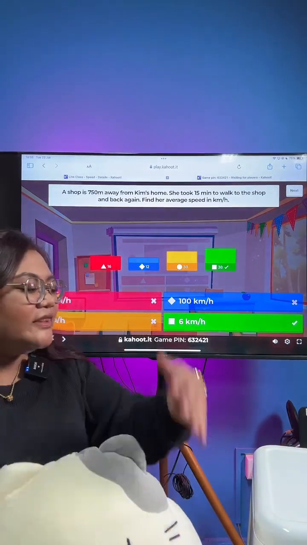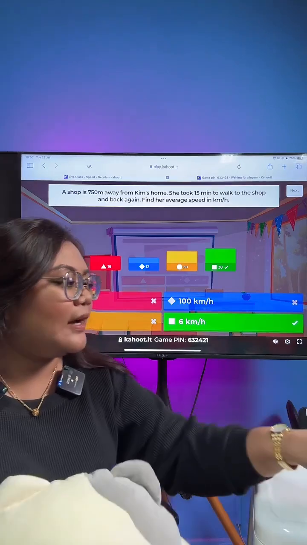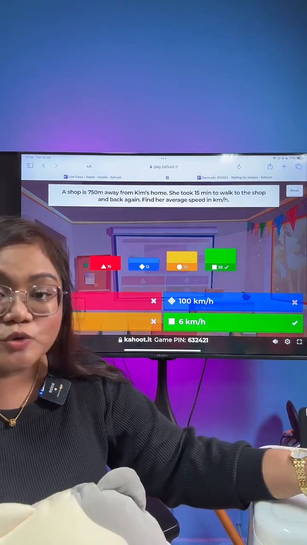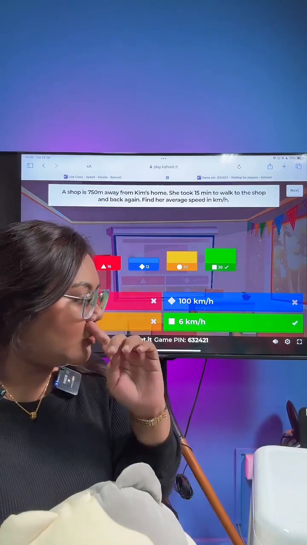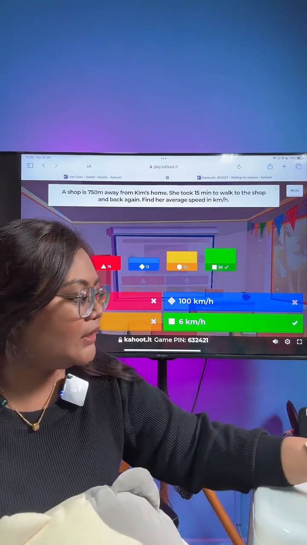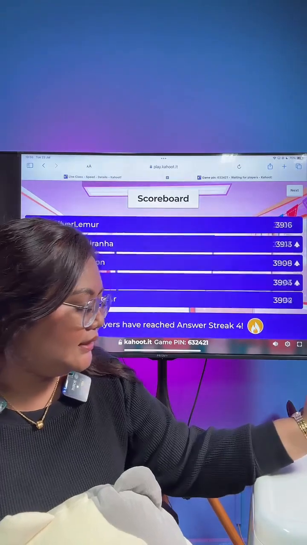Okay, so the correct answer is actually 6 kilometers per hour. Let me show you the solution or the explanation, okay? Yeah, it wouldn't make sense for you to travel at 100 or even 50 kilometers per hour. Okay, so let me explain here.